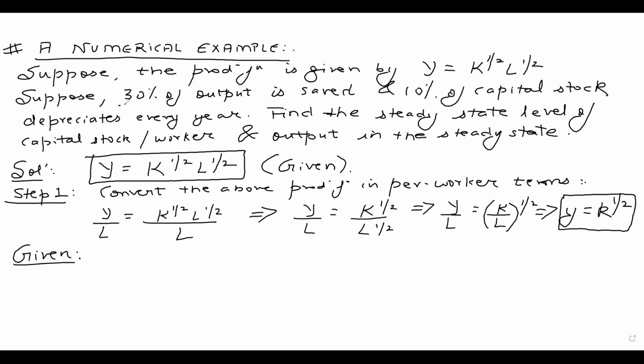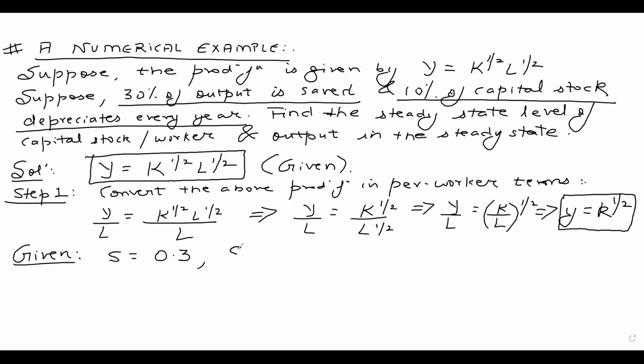We are given that 30% of the output is saved. So my savings rate is 30%, which is 0.3. We are given that 10% of the capital stock depreciates every year. So delta is 10%, which is 0.1. Okay, what is the steady state condition?